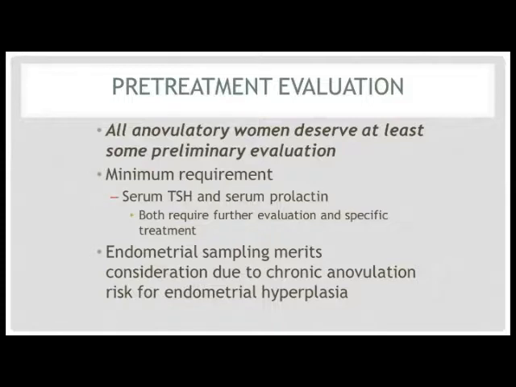But if they're just worried about their periods and they're like, my periods are weird, I get periods every 40 to 90 days, I can never tell when they're coming, the minimum thing that you need to do is a TSH and a prolactin level. And I would say if they're obese and if they have polycystic ovary symptoms, and if they are having periods every 6 months, you need to sample their endometrium regardless of age.